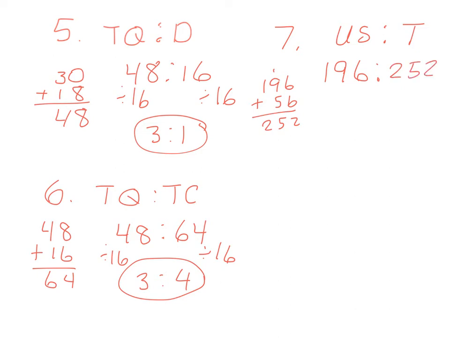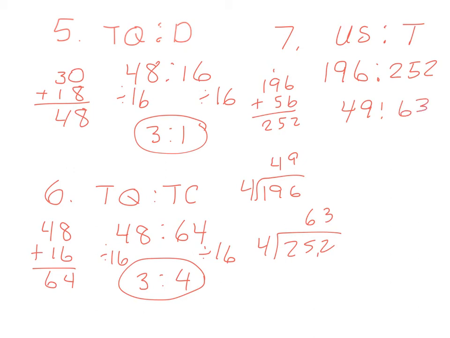Looks like I could divide by 4. Let's try dividing by 4. That gives us 49 to 63. And those both divide by 7. And that would give us 7 to 9. So 7 to 9 would be the lowest terms of U.S. to total stamps.